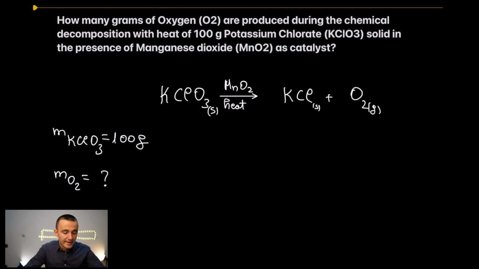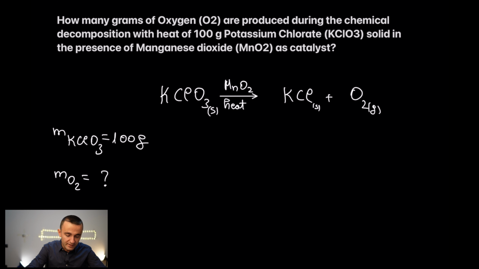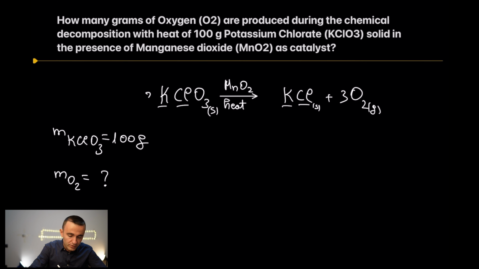So, how many grams of oxygen are produced during the chemical decomposition with heat of 100 grams of solid potassium chlorate in the presence of manganese dioxide as a catalyst? First thing that you are going to do in a given reaction, you're going to balance it. In this case, you see that potassium is okay, chlorine is okay, but oxygen is not balanced. So in order to balance oxygen, we are going to place 3 here and 2 here. But also we are going to place a 2 here in order to balance the potassium and chlorine.